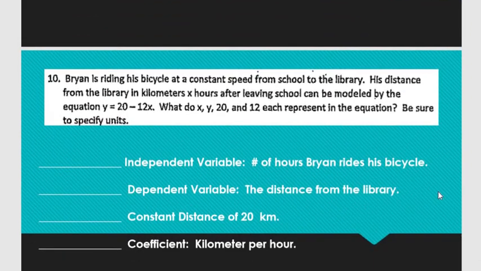Look at this real world scenario. Number 10, Brian is riding his bicycle at a constant speed from school to the library. His distance from the library in kilometers, x hours after leaving school can be modeled by the equation y equals 20 minus 12x. What do the x, y, 20, and 12 each represent in this equation? Be sure to specify the units. So now, when I look at this right here, you're going to fill in the letters x, y, 20 and 12 to see which one each one of these represent. Put me on pause when you do this.